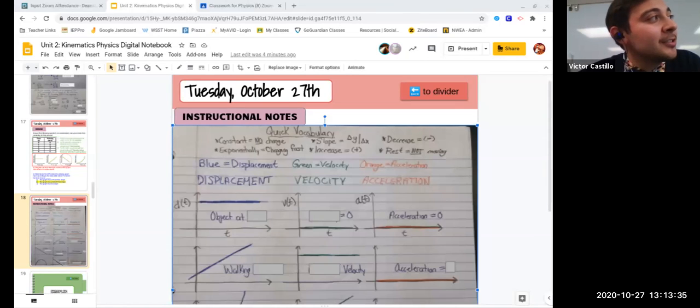So constant, slope, decrease, exponentially, increase, and rest. Okay, we're on slide 18 for our notes.